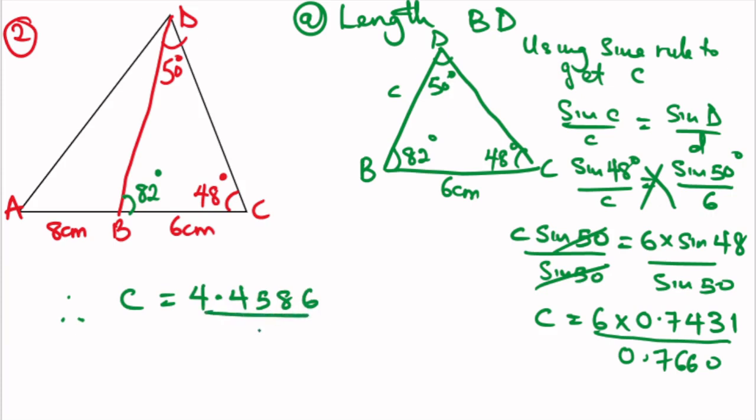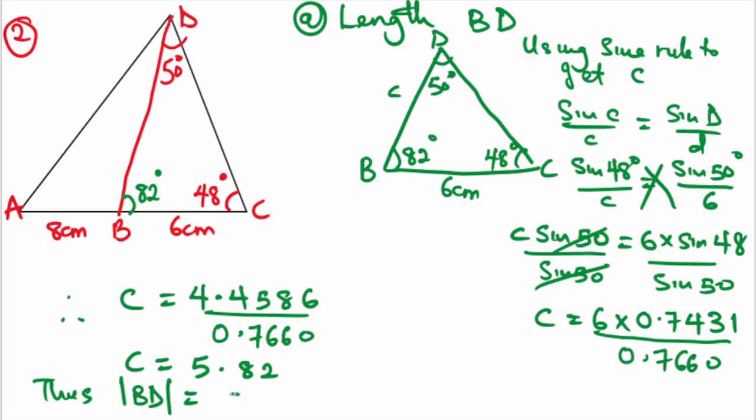4.4586 over 0.7660. Dividing 4.4586 by 0.7660 gives us 5.82. Thus, c is equal to 5.82, so we've been able to get the length BD, which is 5.82 centimeters. We can put that in the diagram. So here is 5.82, which is length BD.